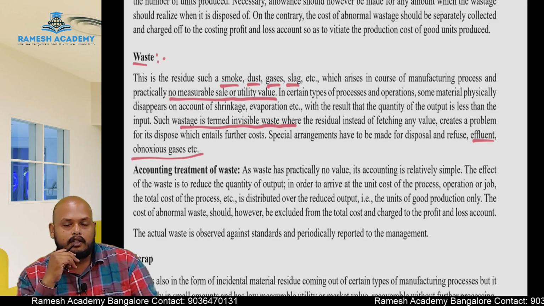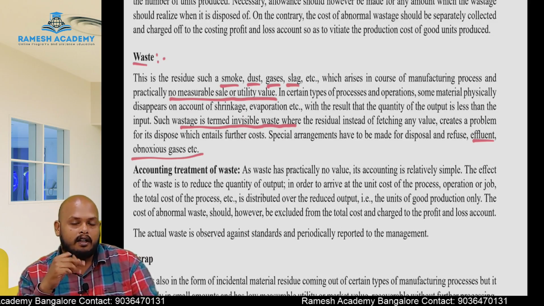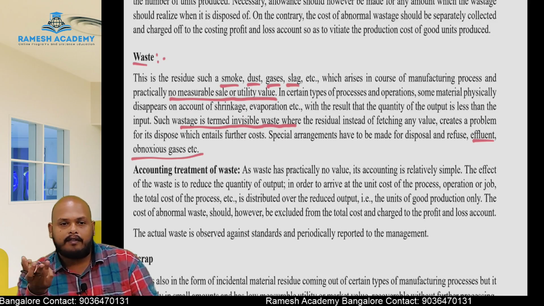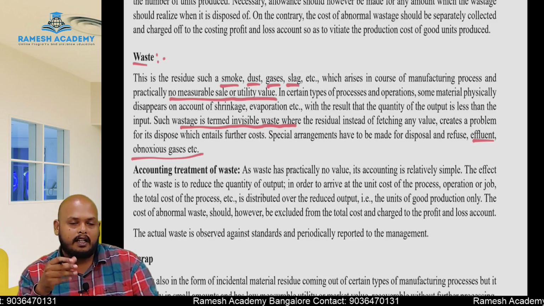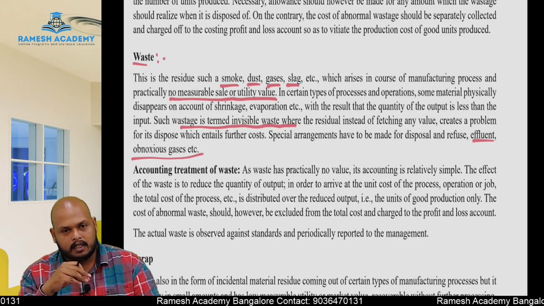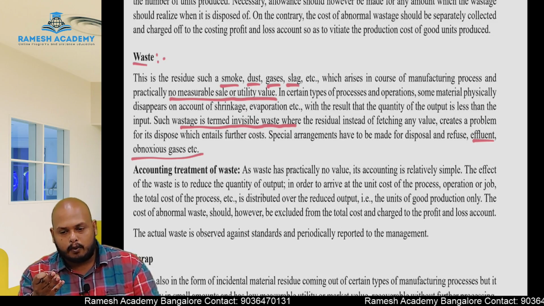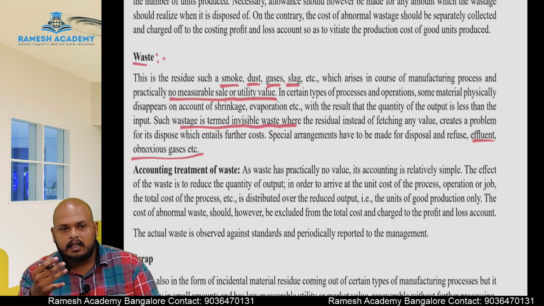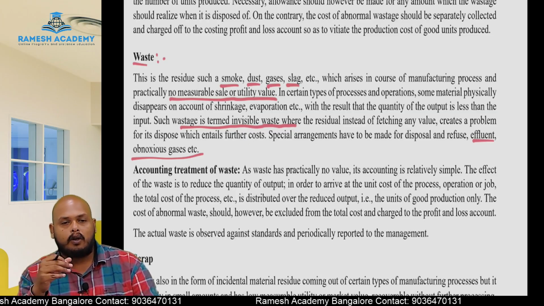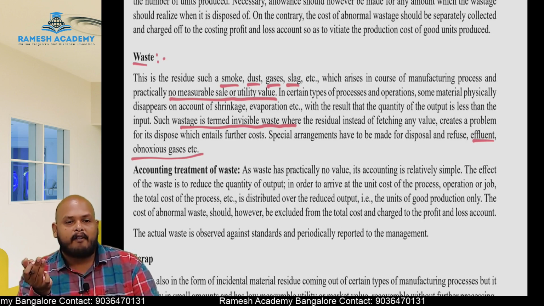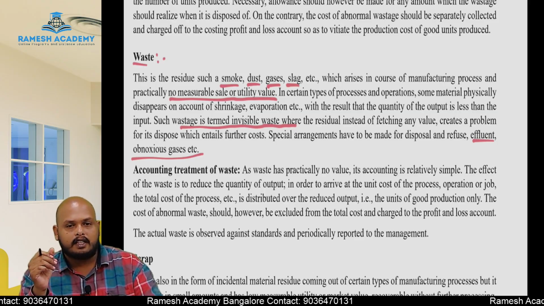Sometimes, in the case of medicinal companies and chemical companies, they release gases into the air. Who will purchase those gases? We can only feel the smell in the case of gases. Who will purchase that? So wastage is nothing but it arises during the production process in the form of either smoke, gas, dust, evaporation, shrinkage. Whatever wastage arises, the scrap value is 0. The realizable scrap value for the wastage is 0.